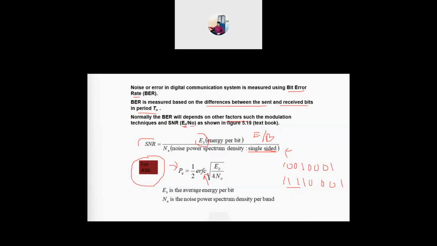So you need to see which one is the closest one. Okay, so this one is Eb, which is average. Okay, average energy per bit. So you cannot take the maximum energy or minimum energy. This one is average. Okay. And the next one is the noise power spectral density per band. Okay, density per band.